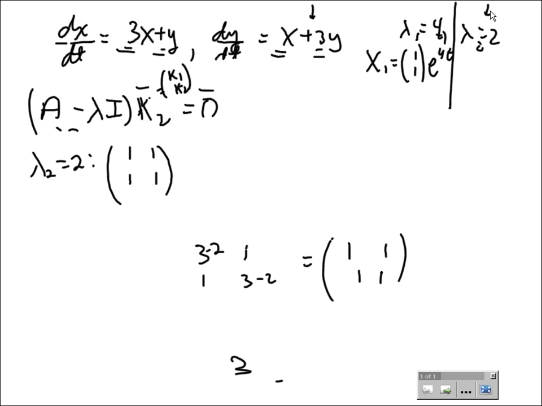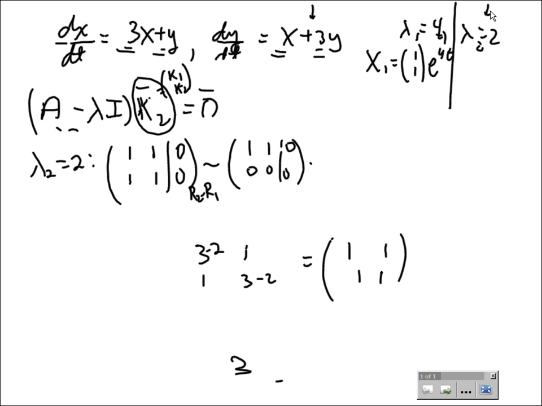And we want this here equal to the 0 vector, and we're going to solve for big K2. Well, subtracting, just do row 2 minus row 1. You get a row of zeros in the bottom, and you're done. This says that K1 plus K2 is 0. Bring that to the other side. K1 is negative K2.